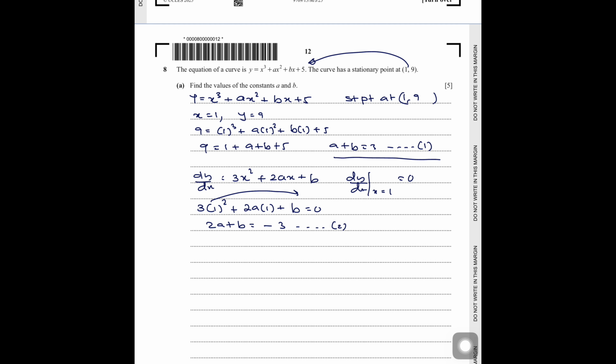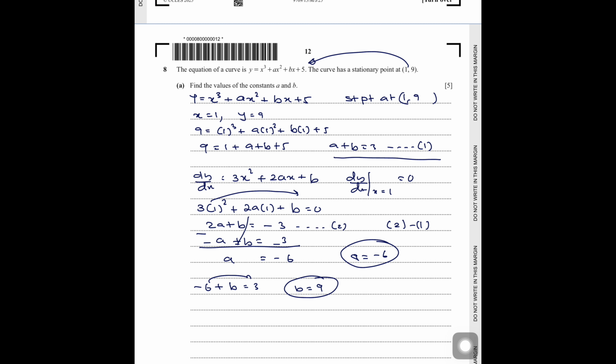I'm trying b 2 minus 1. So 2 minus 1, so a plus b equals 3. Subtract: minus, minus, minus. A is negative 6. Substitute into one of the equations. I'm using equation 1. So negative 6 plus b is 3. Send 6 there, so b is 3 plus 6. B is 9.